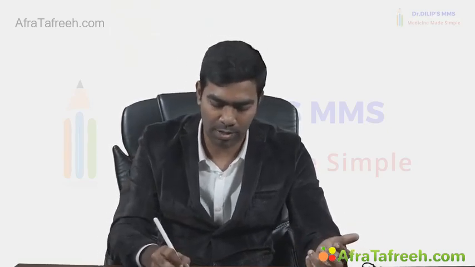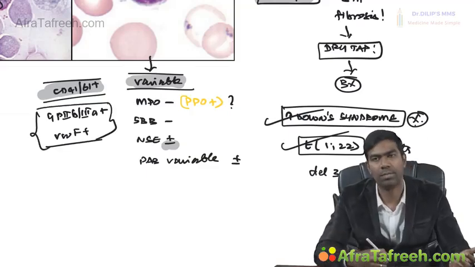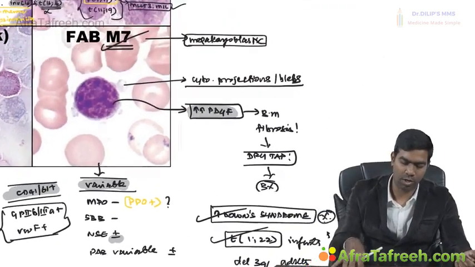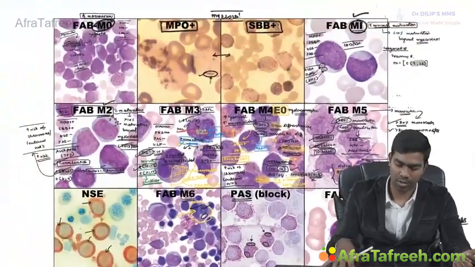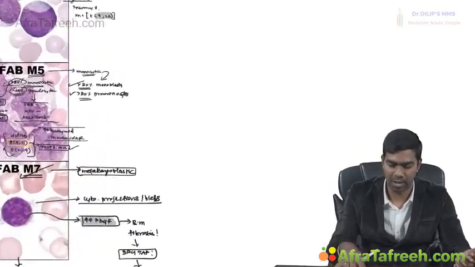GP2b3a positivity, but they don't give that in an exam, because if they give you that, you can find out it's definitely megakaryoblast. And von Willebrand factor positive. These blasts may be von Willebrand factor positive. These two in an exam they won't give, because you would be easily answering. That's why CD41, 61 is what we have to remember. So this is a nutshell of everything I have told you about this FAB classification and the AML.